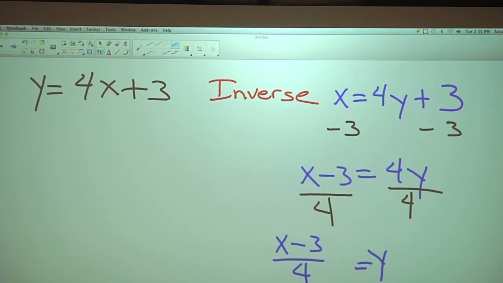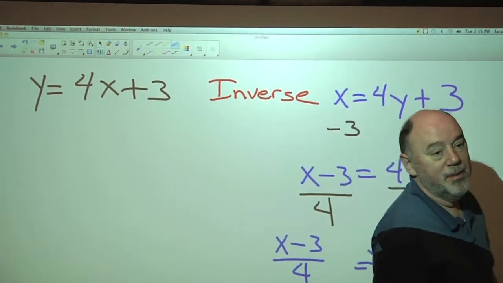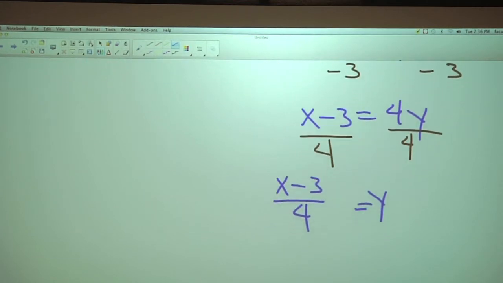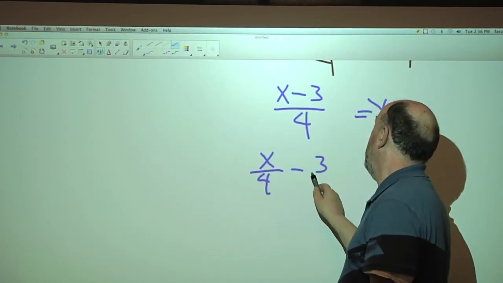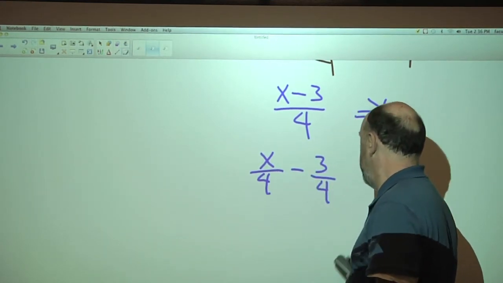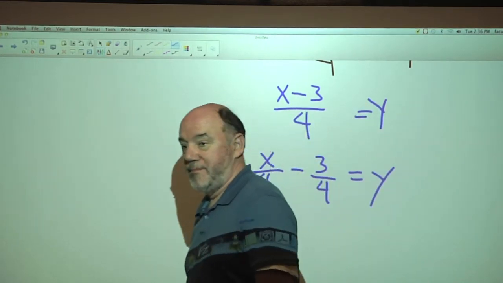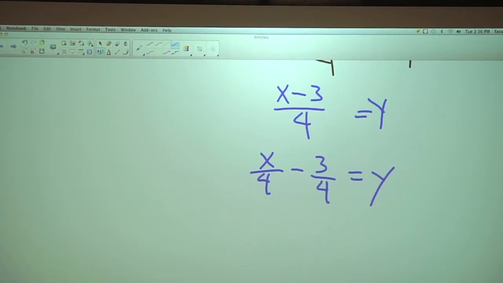So you could leave it like that. If you want, you could separate it out. Either way, it means exactly the same thing. You don't have to do that. Question on that?